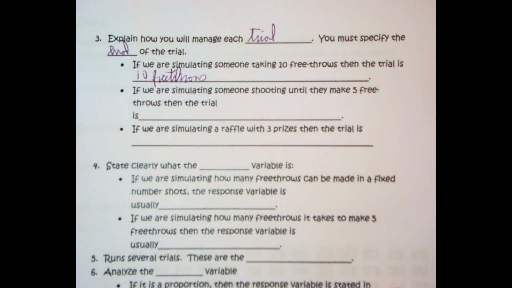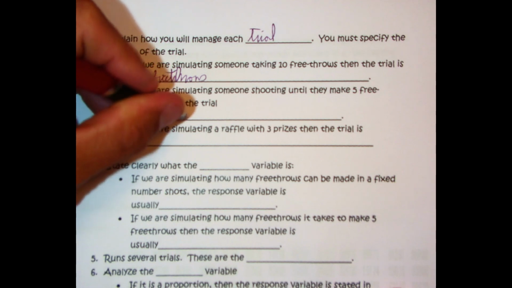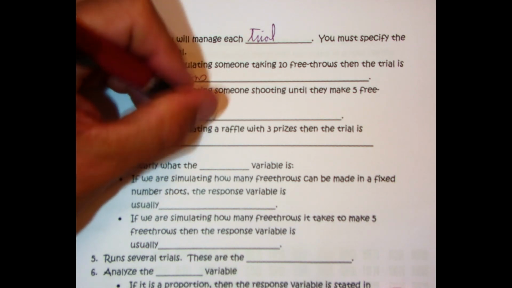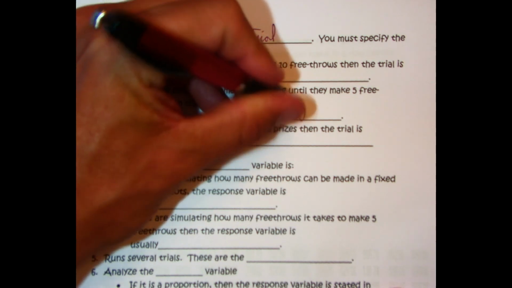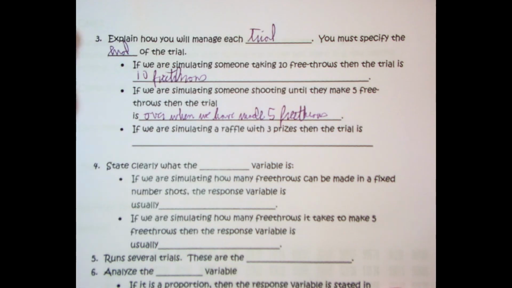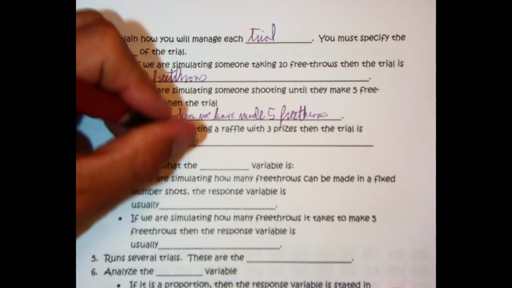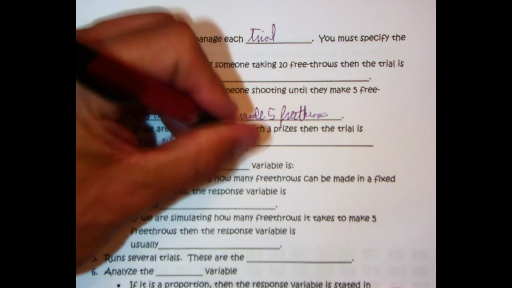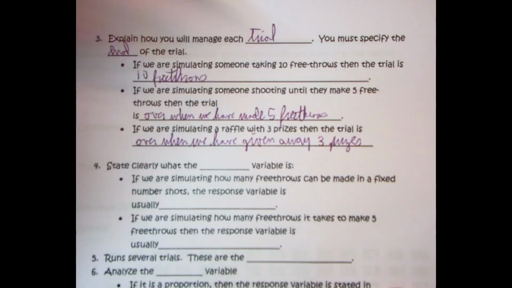If we are simulating someone shooting until they make 5 free throws, then the trial is over when we have made 5 free throws. Okay. If we are simulating a raffle with 3 prizes, then the trial is over when we have given away 3 prizes. Okay.